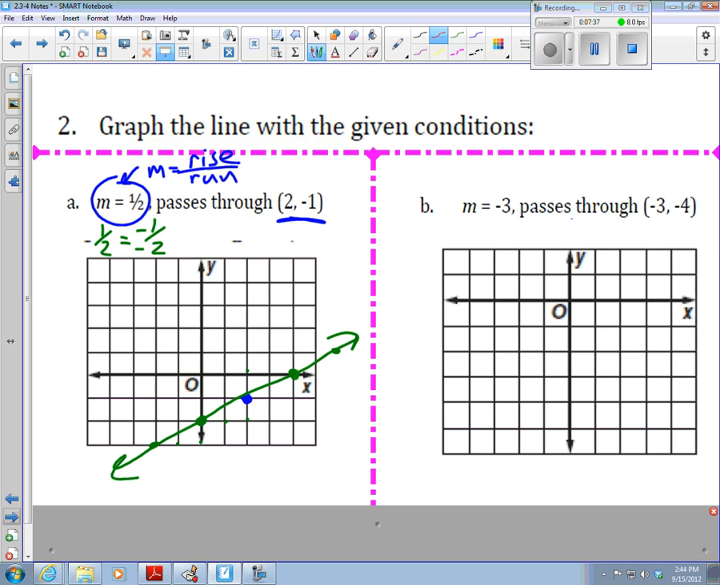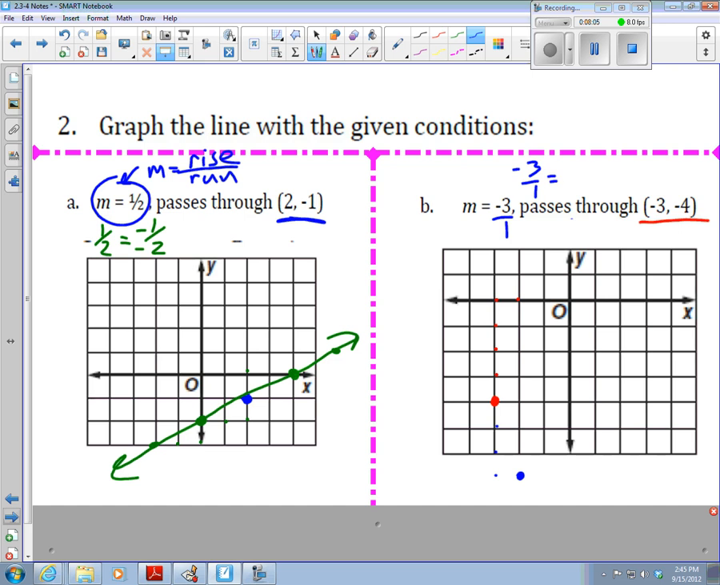I can do the same thing over here. Graphing the point (-3, -4). -1, 2, 3 right here, and then down 1, 2, 3, -4. The slope is -3. That's the same as -3 over 1. So I can go down 3, -1, 2, 3. That's my rise, and over a +1.